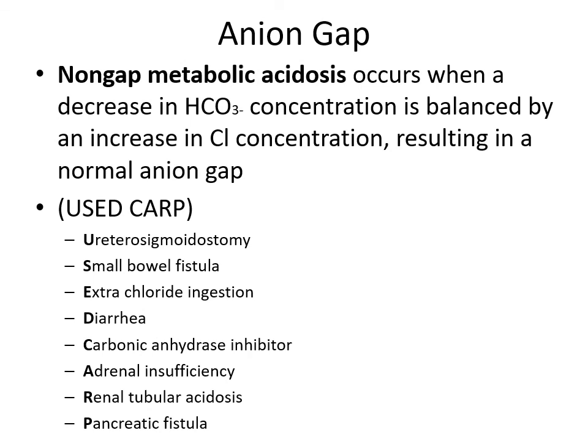For non-gap metabolic acidosis, this occurs when a decrease in bicarbonate concentration is balanced by an increase in chloride concentration, resulting in a normal anion gap. And this is caused by conditions such as ureterosigmoidostomy, small bowel fistulas, extra chloride ingestion, diarrhea, carbonic anhydrase inhibitors, adrenal insufficiency, renal tubular acidosis, and pancreatic fistula.